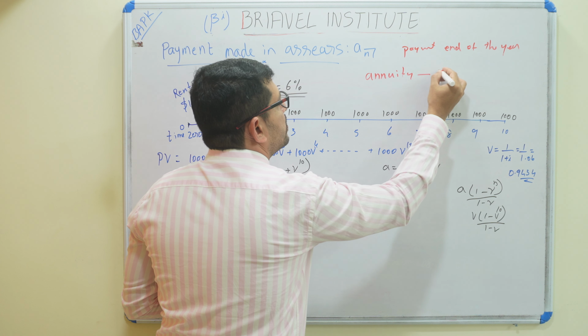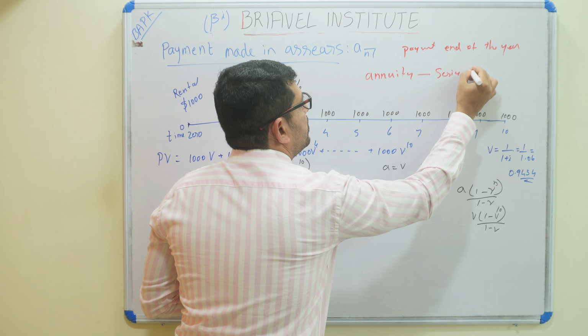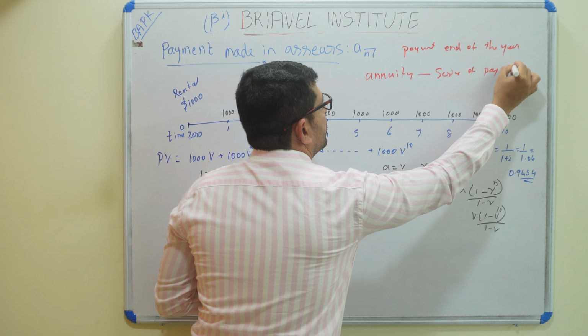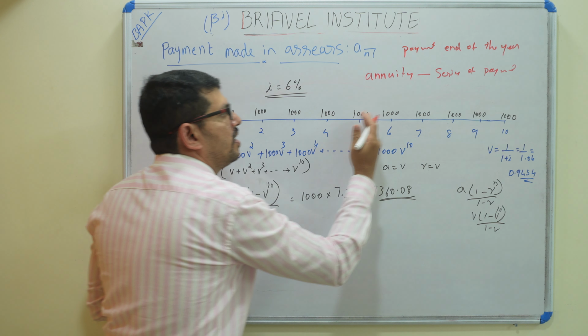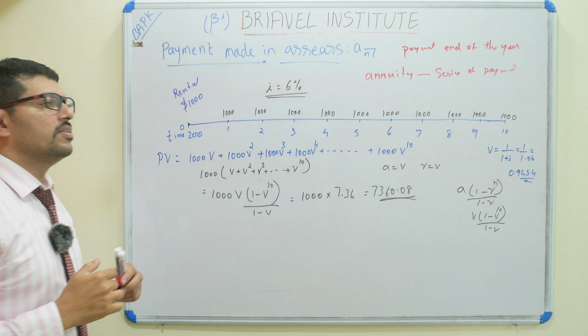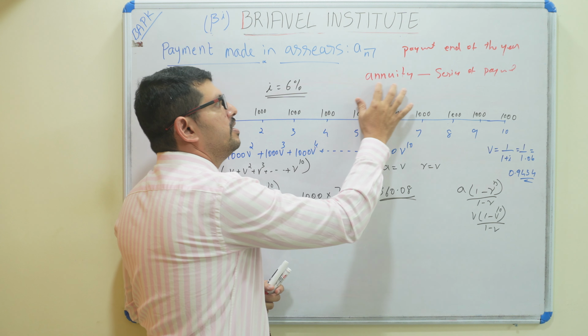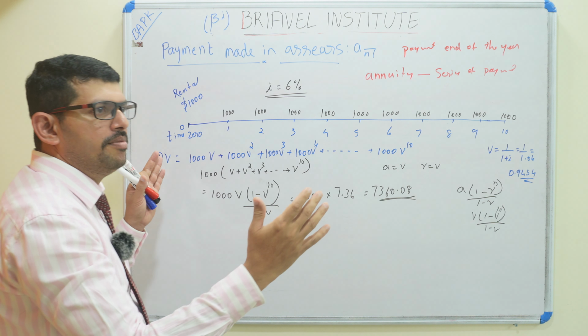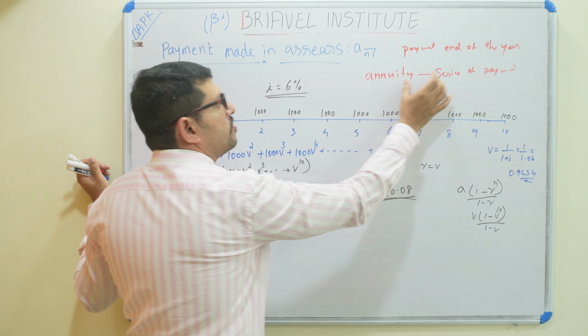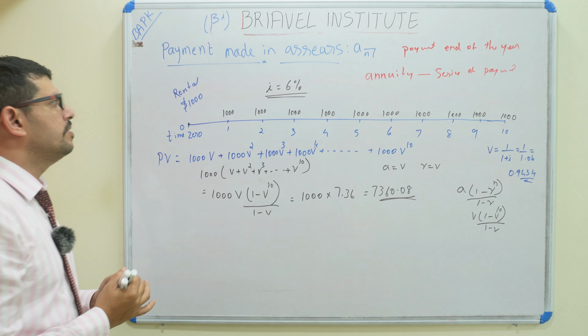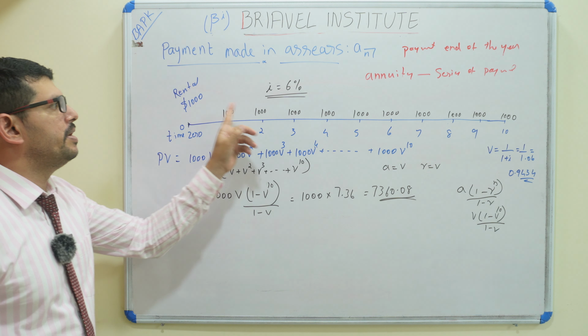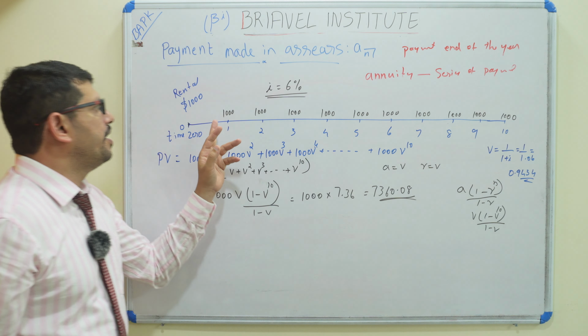So annuity means a series of payments. A series of payments at regular intervals, we are getting a regular-interval series of payments. So that we can call an annuity. Annuity certain means in a particular time period we are getting the series of payments. So this we can call the annuity.